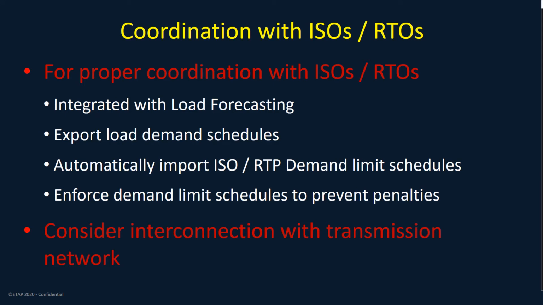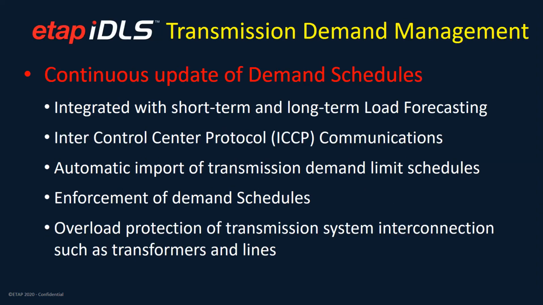Distribution companies must share the forecasted demand with the ISO or RTOs. ISOs and RTOs use this information for the generation unit commitment schedules. The implementation of a load shed system must include load forecasting so that the distribution utility can share the demand schedules. It must also be able to export demand to send to the ISOs and RTOs. The ISO or RTO returns its demand limits for the distribution company. The load shed system must be able to read such limits to determine maximum capacity for the transmission grid. It should also have the capacity to enforce such schedules to prevent exceeding the capacity of the transmission grid. The interconnection with the transmission must be monitored and technical capacity protected by the load shed system.